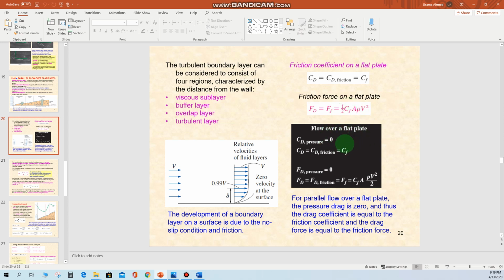Now for the flat plate, there should be no drag coefficient due to the pressure forces, and there will be only the drag coefficient due to the friction forces. There should be no value for the drag force due to the pressure forces, and there should be only the drag force due to the friction forces. Okay, so you can see these two equations here. So we have to consider the drag coefficient due to the friction forces, and then we have to consider the drag force due to the friction forces.